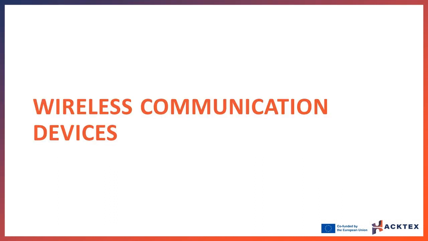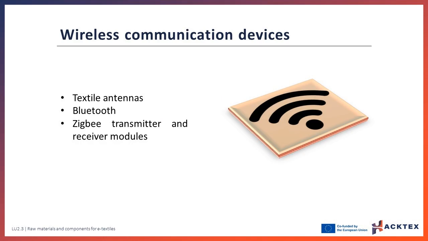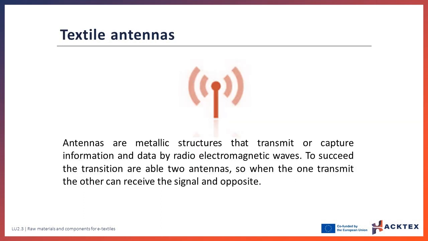Wireless communication devices. In general, everything that has to do with the communications centered on the human body is divided into off-body, on-body and in-body. The wireless communication in a smart textile could be by technologies that we already know, such as antennas, Bluetooth, Zigbee transmitters and receiver modules. Antennas are metallic structures that transmit or capture information and data by radio electromagnetic waves. To succeed in the transmission, two antennas are needed, so when one transmits the other can receive the signal and vice versa. In off-body communication, the antenna radiates away from the body.